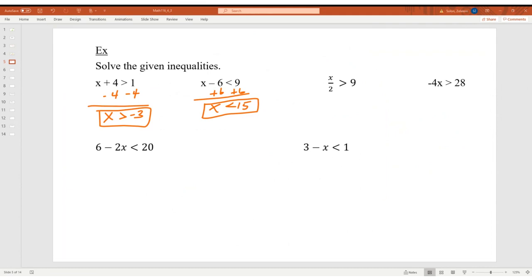These are one-step equations. Just undo whatever operation you have in the problem. If you have division, you do multiplication. Excellent, Jasmine and Diana. So you multiply by 2 on both sides on this one, so that way the 2 cancels out. So I have x greater than 18. Excellent. Now what about the last one?